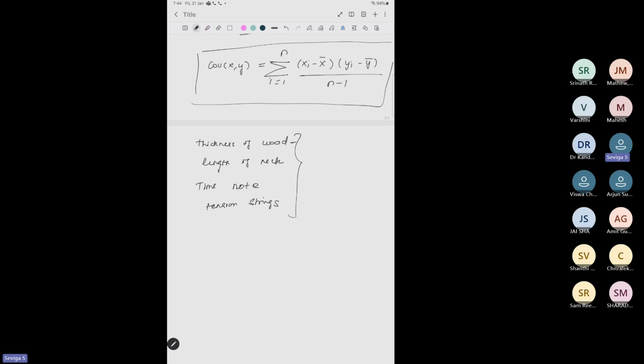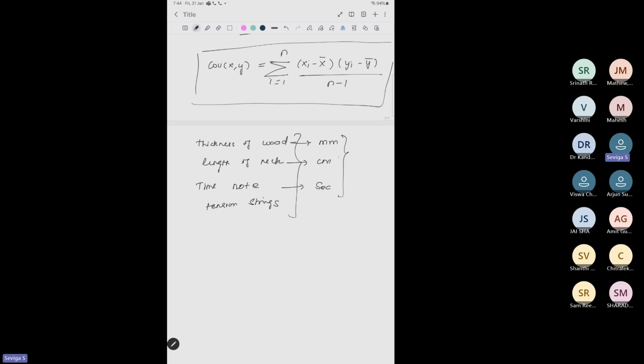So everything has its own unit. Thickness of the wood can be in millimeters. Length of the neck can be in centimeters. Time of a note can be in seconds. All these are variables. If you want to look at the relationship between them, they can give only the direction if you use the covariance. But we cannot essentially compare these two, because they are two different units. So you cannot compare using covariance.